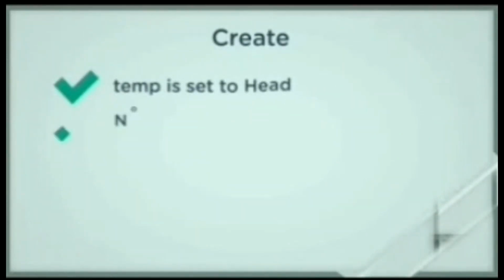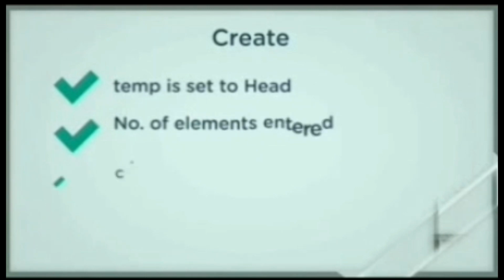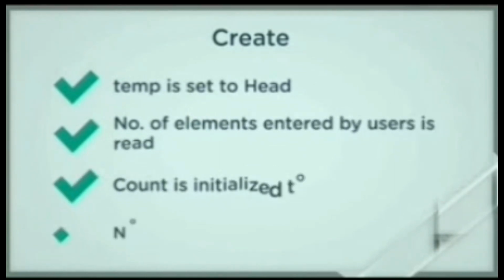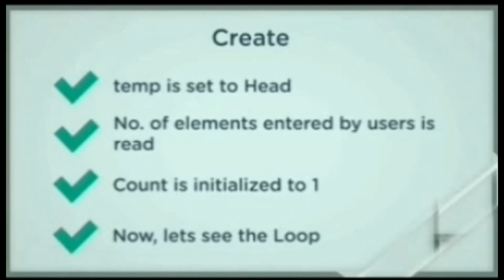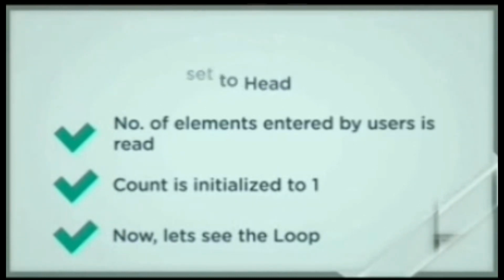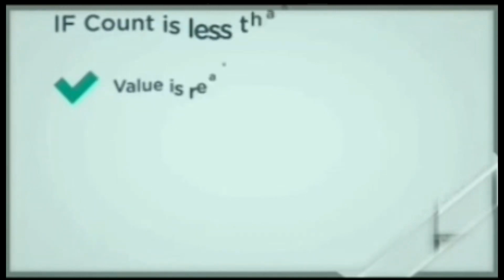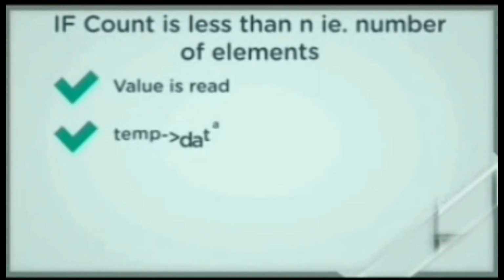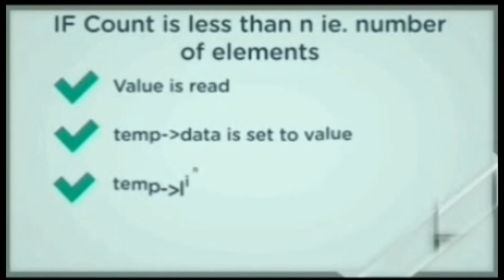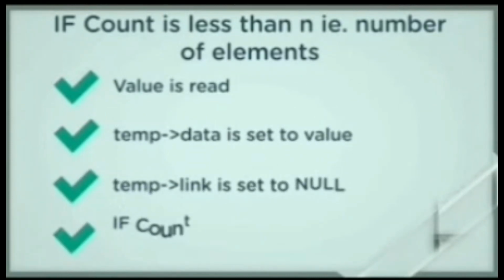First of all, we will be creating a head by using malloc, and temp is of the same type as that of head, and then temp is set to head. Then we read the number of elements from the user, and the count is initialized to 1. Now see the loop. Here we are creating the loop, and we are putting the condition such that the count should always be less than n.